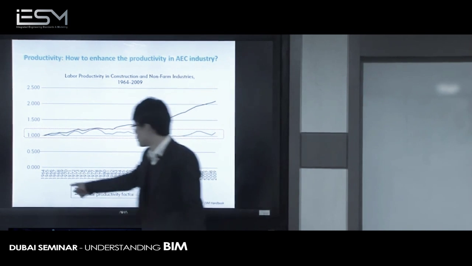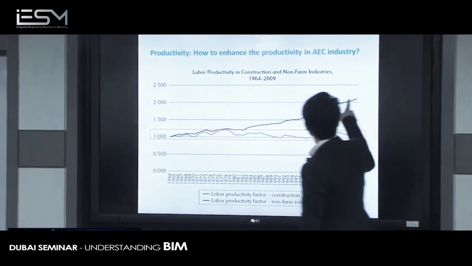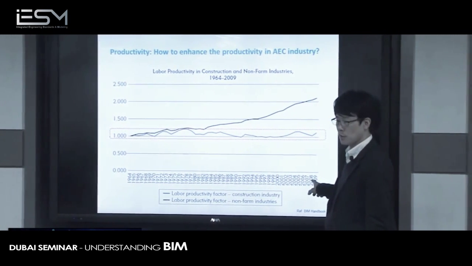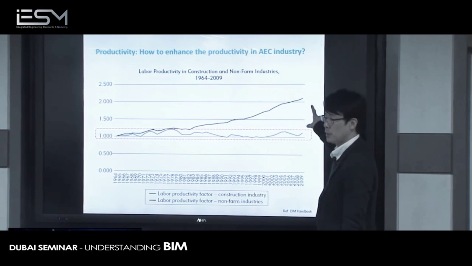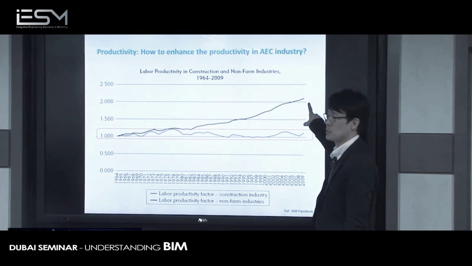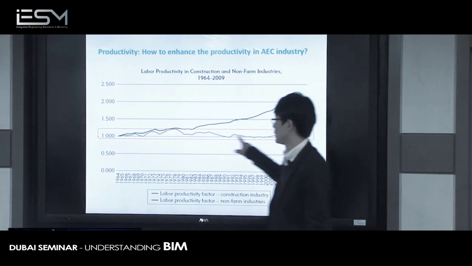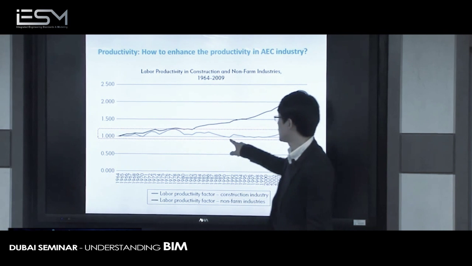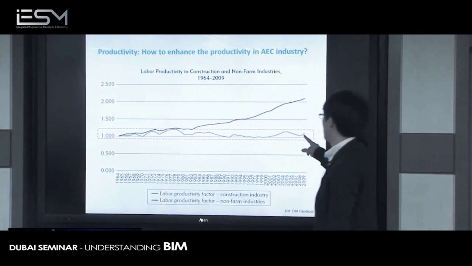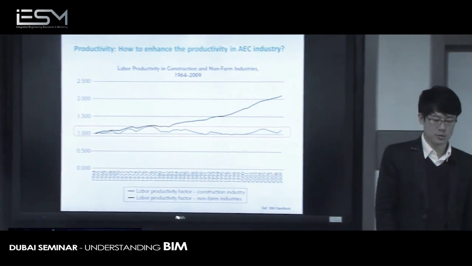Since 1964, at the time, productivity was the same. But take a look at this non-farm industry. Nowadays, 2009, it's doubled. In other words, with the same money, they can create twice as many products, by the same people, same money. But in our domain, our industry, construction industry for buildings, it's somewhat upside down, sometimes lower than 1, and not that enhanced, almost the same. That's the big question. Why?